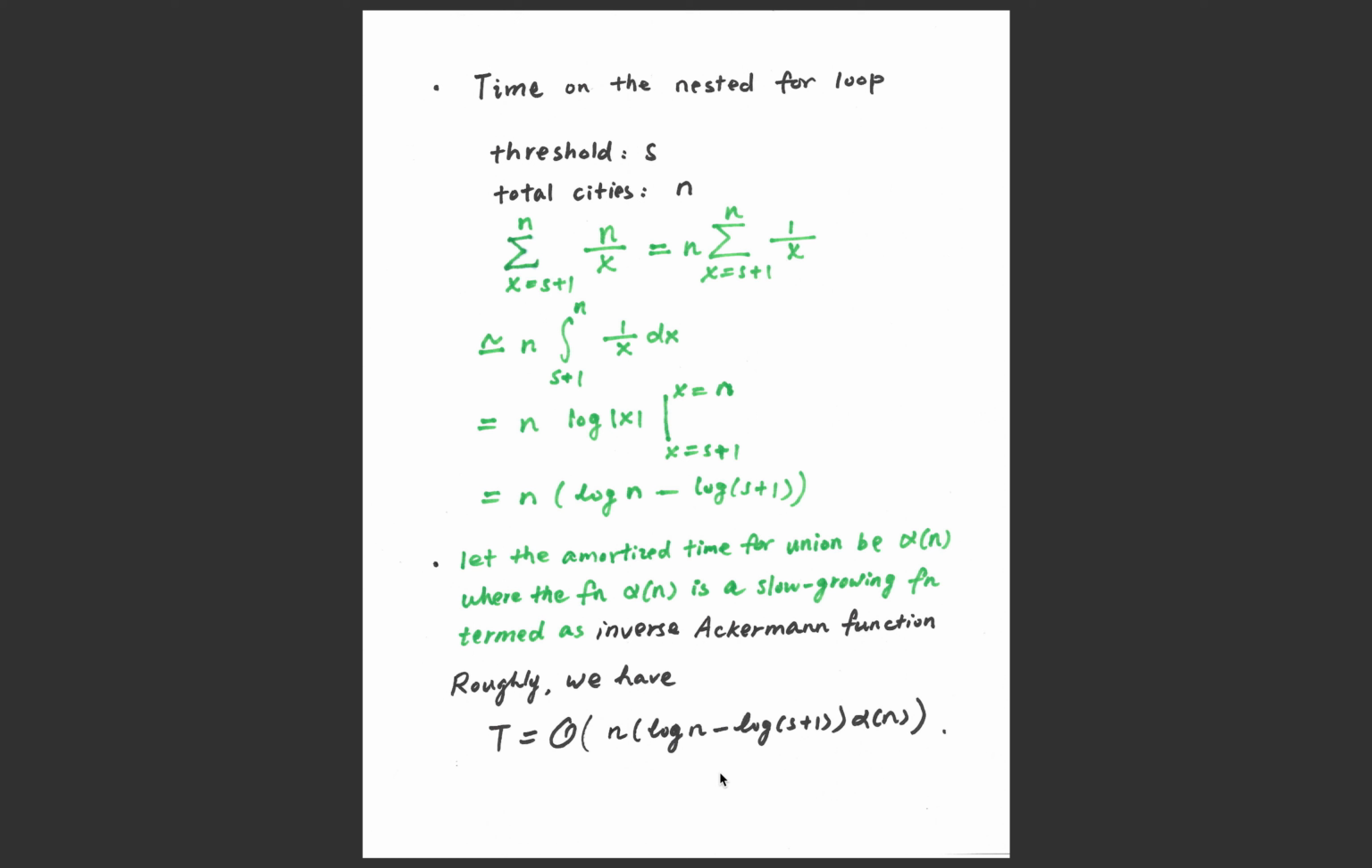It's very rough, but if you are interested in knowing the details, you can check the Wikipedia entry for the disjoint set data structure. I guess that's about it for this problem. Thank you very much.